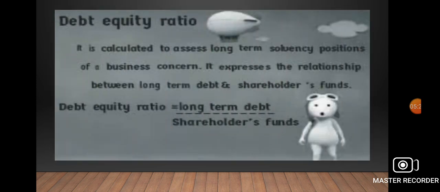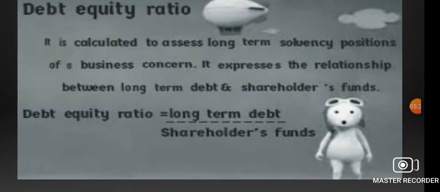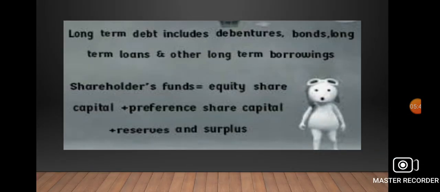First, debt equity ratio. It is calculated to assess the long-term solvency position of a business concern. It expresses the relationship between long-term debt and shareholders funds. Debt equity ratio formula: long-term debt divided by shareholders funds. The long-term debts include debentures, bonds, long-term loans, or other long-term borrowings. Shareholders funds means equity share capital plus preference share capital plus reserves and surplus.